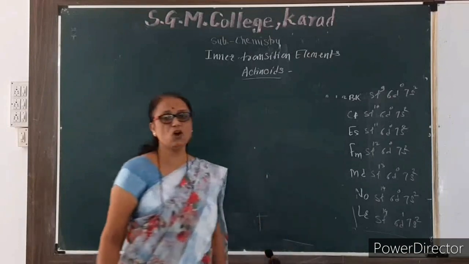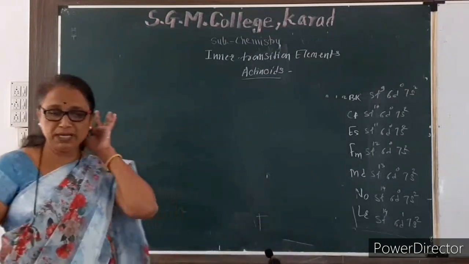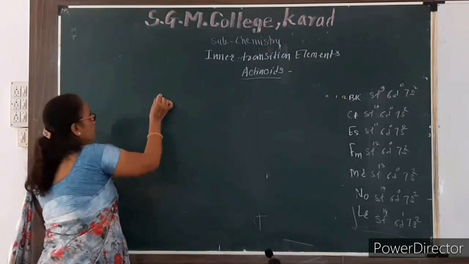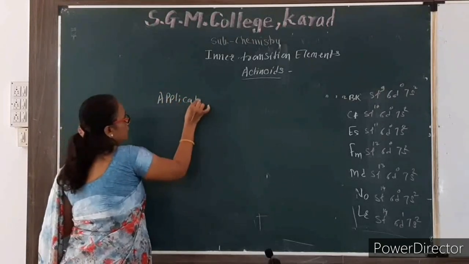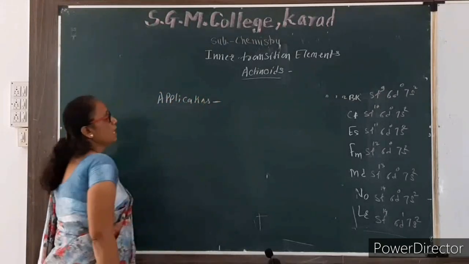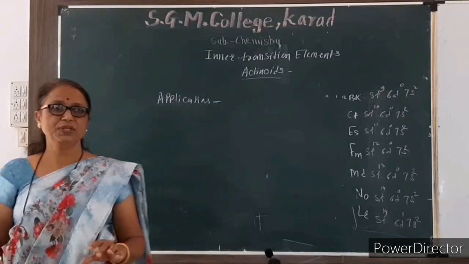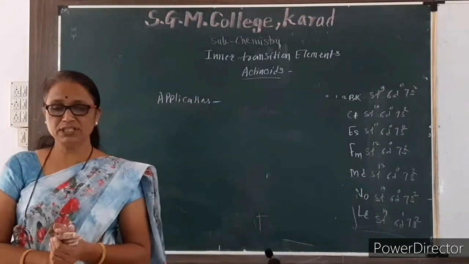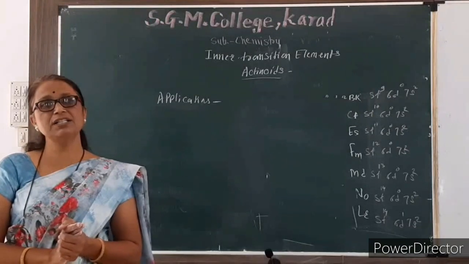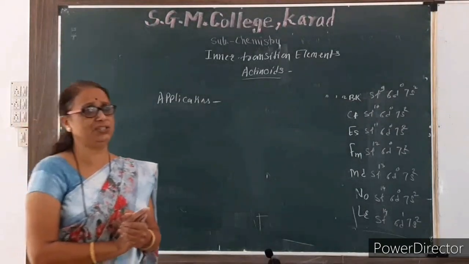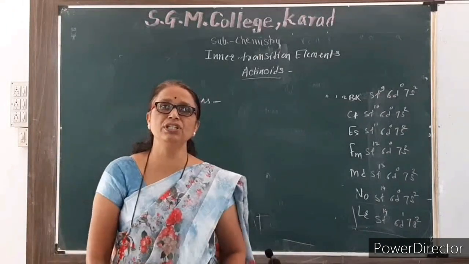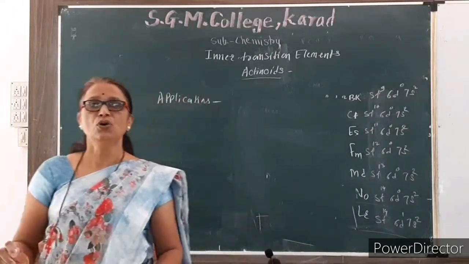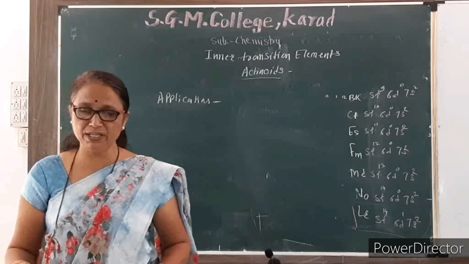These are some properties of actinoids. Then applications of actinoids. Actinoids are applicable mostly in nuclear reactors and nuclear weapons, as they are radioactive. They emit radiations and hence are used in nuclear reactors and nuclear weapons.